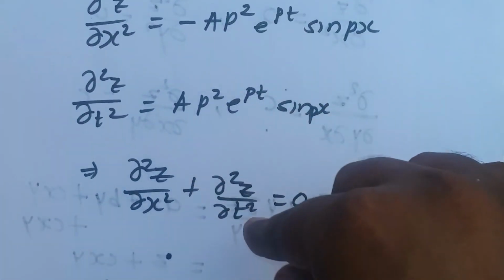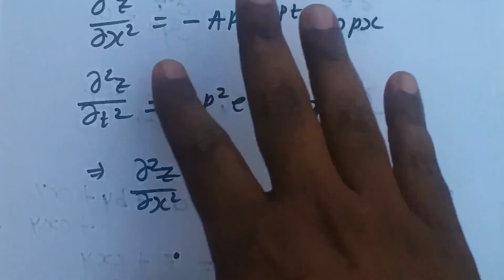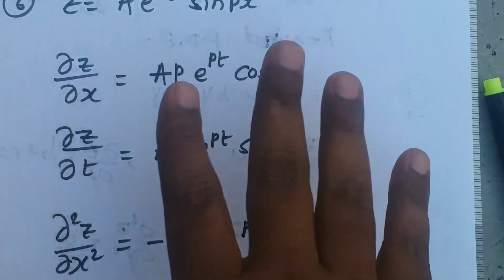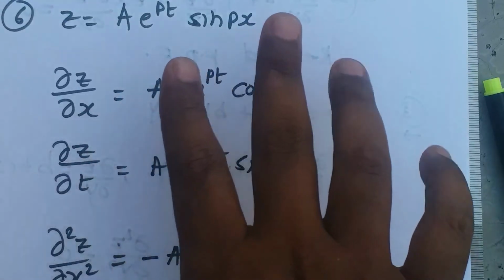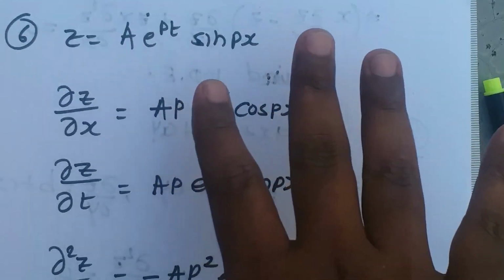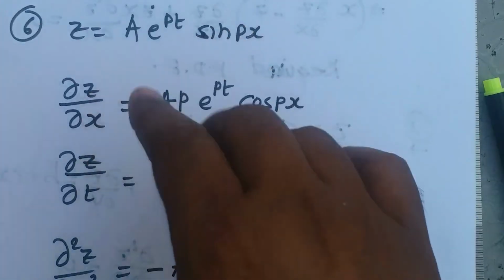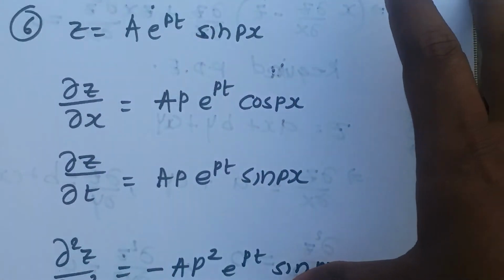But this is the only unique partial differential equation you will get whenever the number of arbitrary constants is equal to the number of independent variables. You will get the unique partial differential equation in that case. It may be of order 2 also in some cases. Okay, hope you have understood this session.